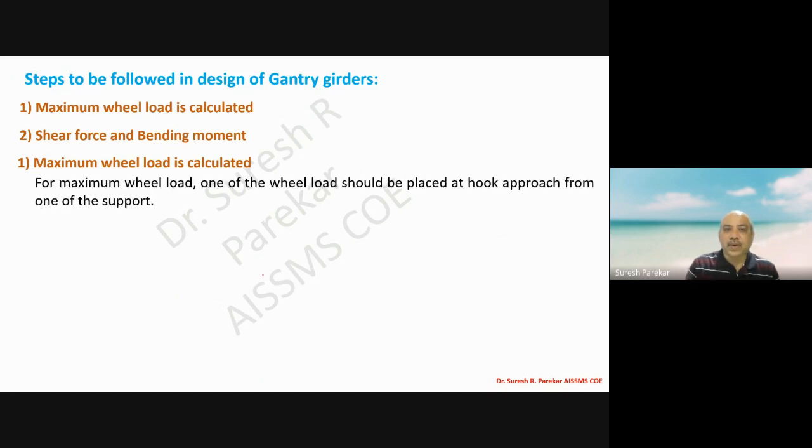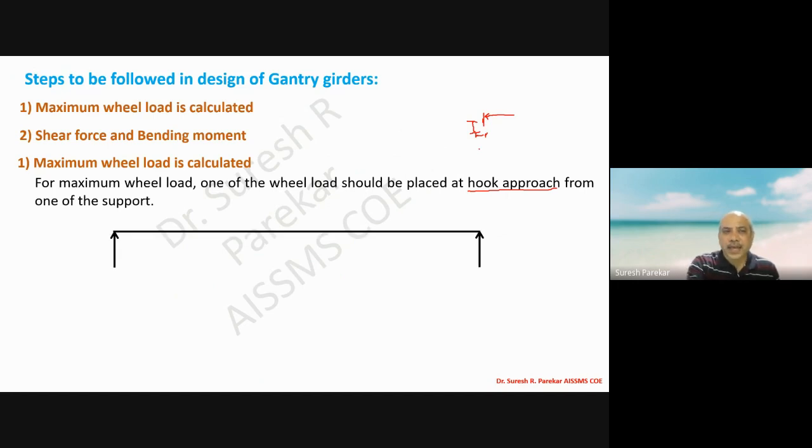For the maximum wheel load, as I already mentioned, one of the wheel loads should be placed at the hook approach. Hook approach means we have the gantry girder on this side, and at some distance we have a stopper, and the crab will go till this portion only. Here we have the electric wires and all, when we have an electrically operated crane. Beyond this, the crab will not be allowed to move. Therefore, from the center, this is the hook approach, meaning the hook can approach till this point only.